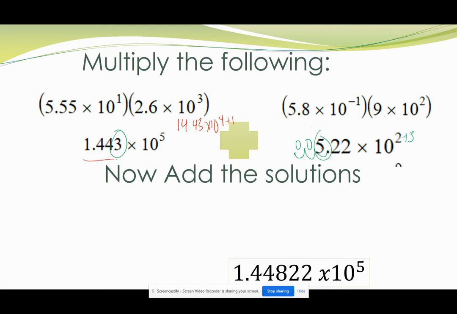So when you add 1.443 and 0.00522, you get 1.44822 times 10 to the 5th.